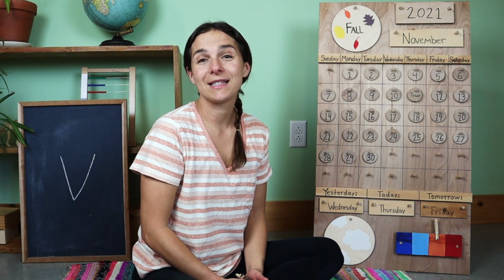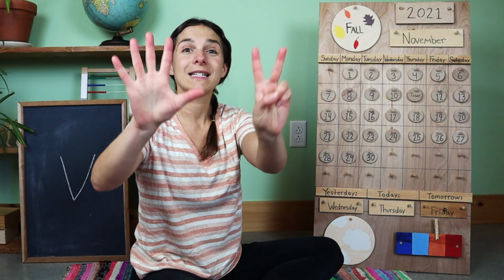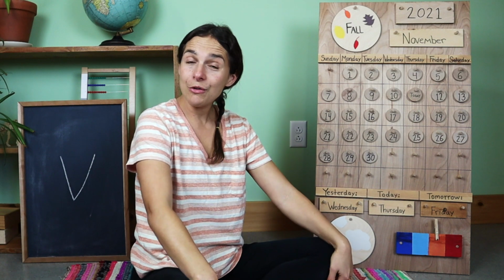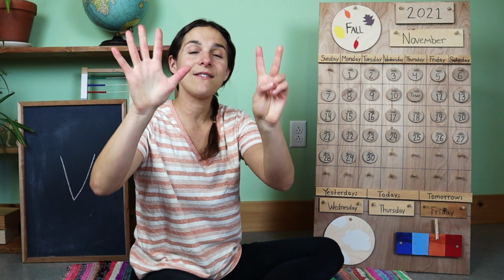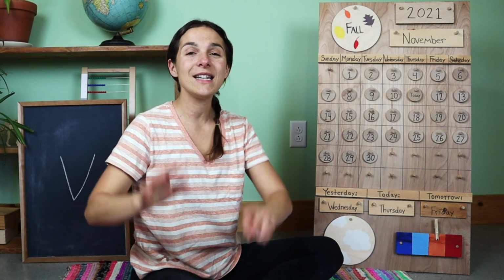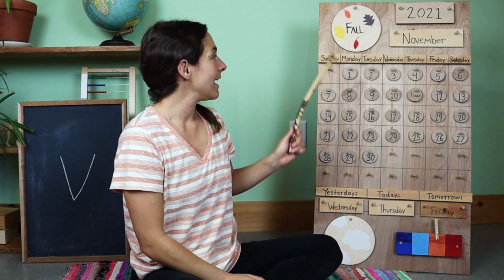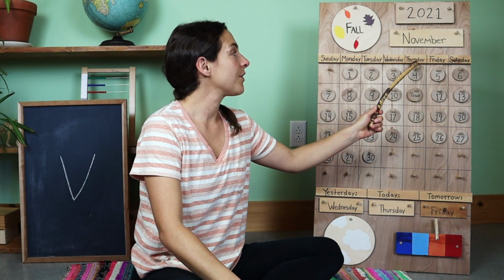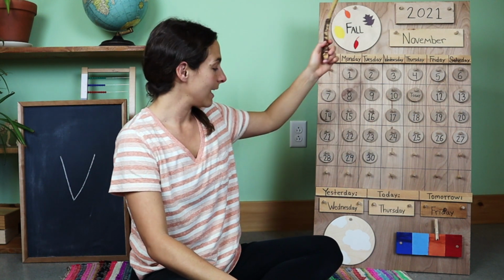And now it's time to sing the Days of the Week song. So for this song, we hold up 7 fingers for each one of the days of the week. If you know the words, sing along with me. There are 7 days, there are 7 days, there are 7 days in a week. Sunday, Monday, Tuesday, Wednesday, Thursday, Friday, Saturday.